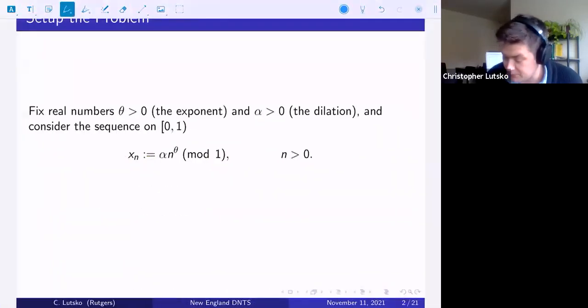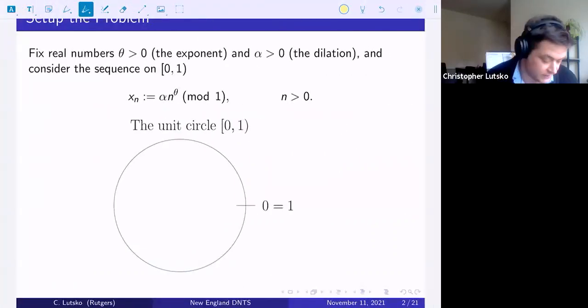So what's the problem that we are concerned with? Well, throughout the talk, I'm going to fix an exponent theta, and I'm going to fix a dilation alpha. And now we're going to look at the sequence, which lives on the unit interval, alpha n to the theta, mod 1. Here n ranges over the natural numbers, and this is fixed for the rest of the talk.